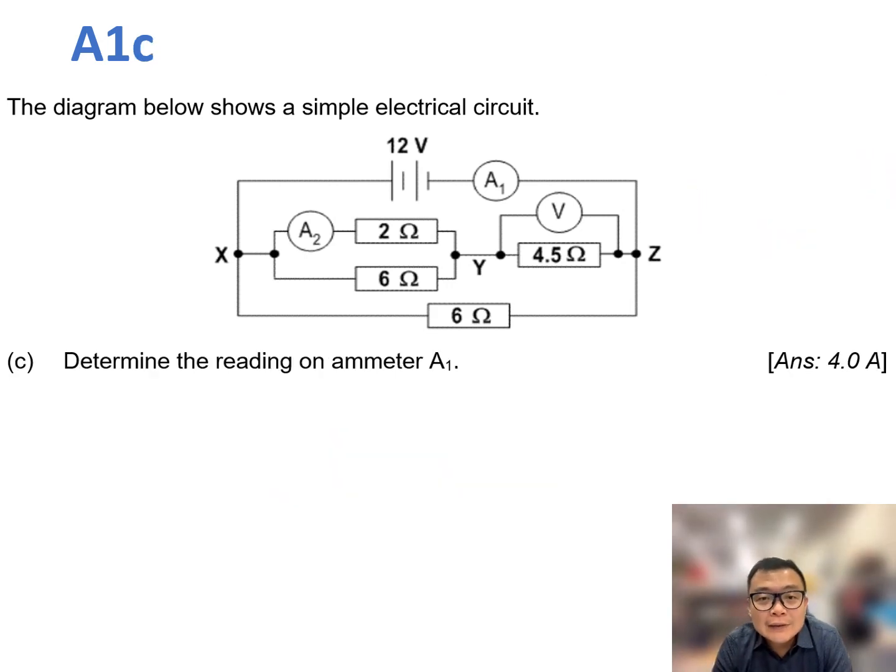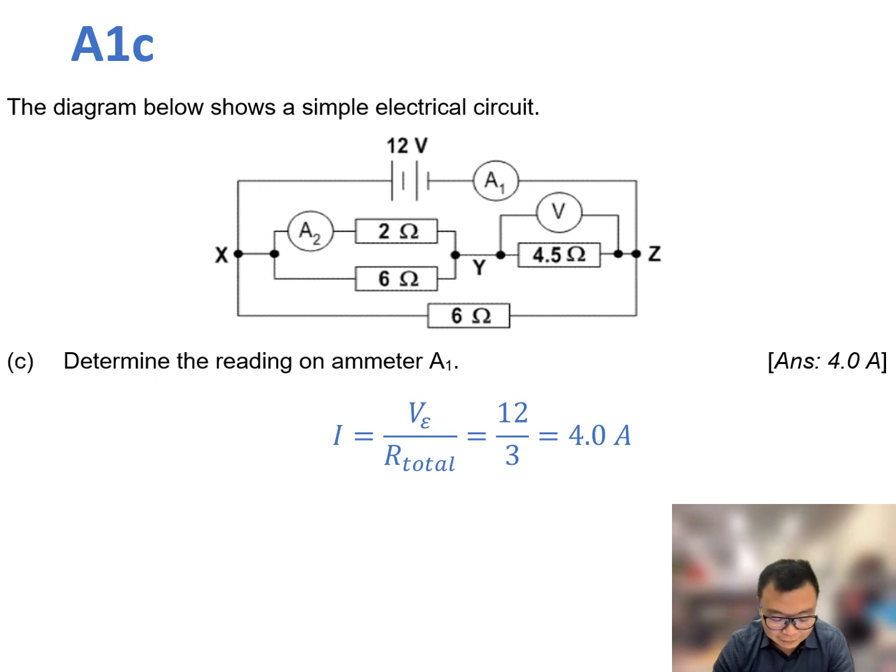In this part, you are to determine the total current passing through the circuit, which is represented by ammeter A1. Since we have gotten the total resistance of the whole circuit in part B, and you know the EMF of the whole circuit, you can get the total current using Ohm's law on the whole circuit. Doing this, you will get a value of 4 amperes.